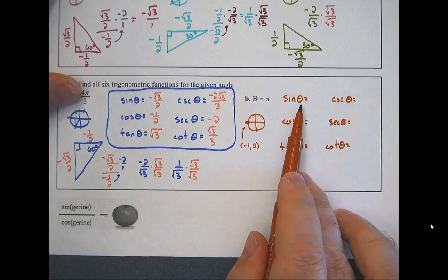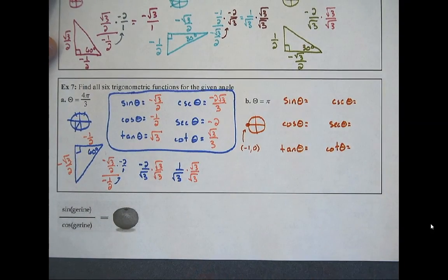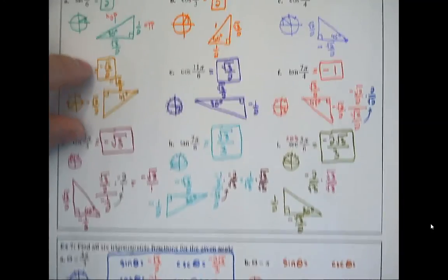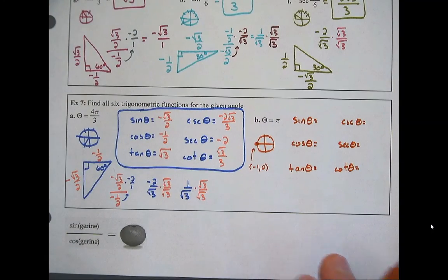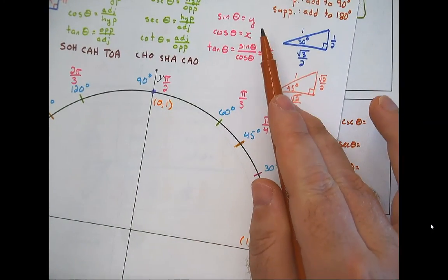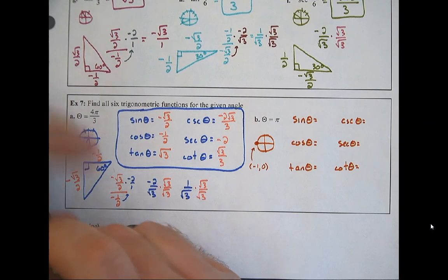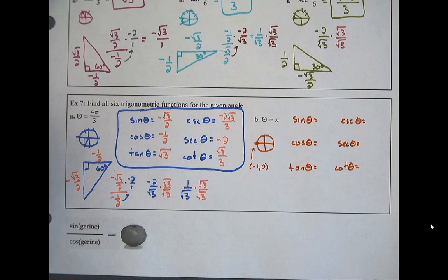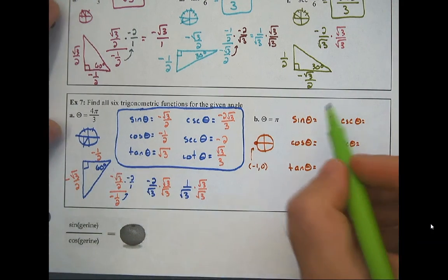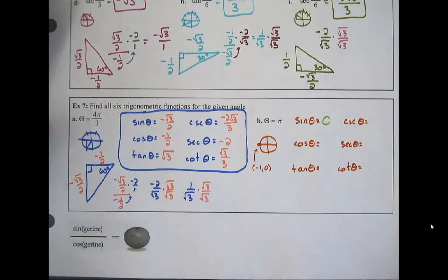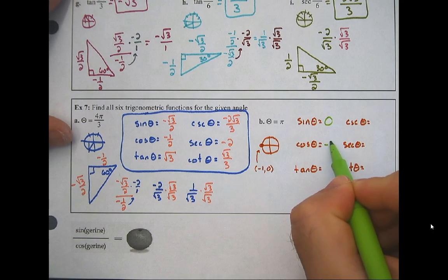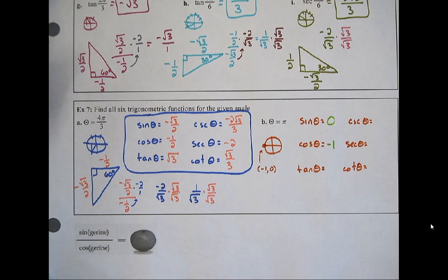Okay, what do we know about sine? Sine is opposite over hypotenuse, but when we don't have a triangle, sine and y are the same thing. Sine and y are the same thing. So which one of these is y? 0. So sine and 0, let's go with a green. Sine and 0 must be the same. Cosine is x. X in this case is negative 1.